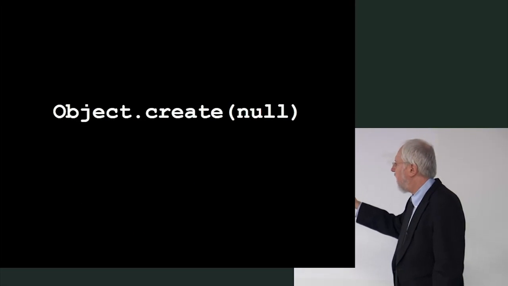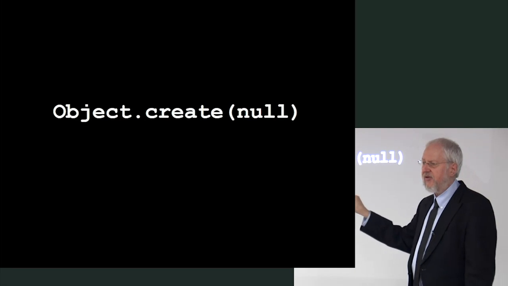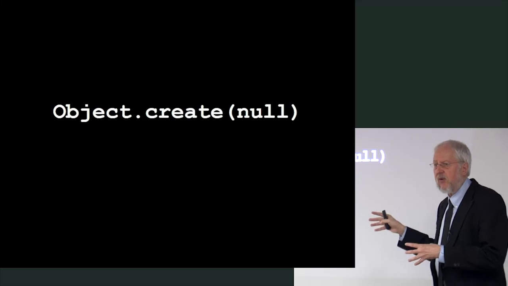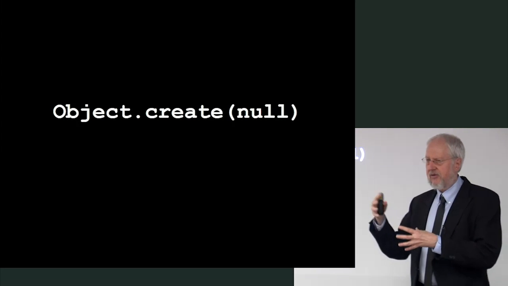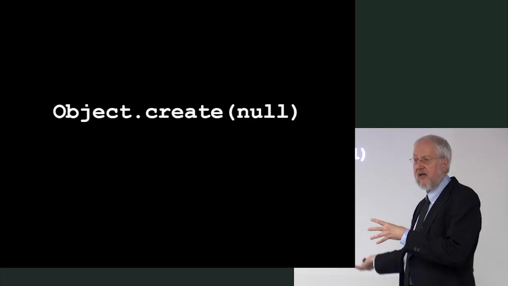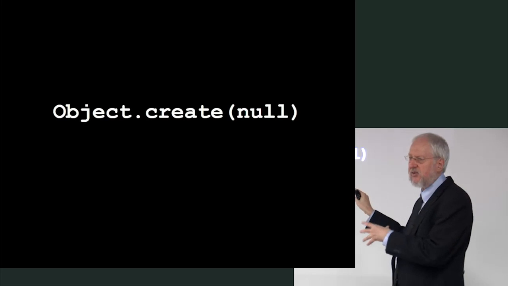There's also a form, Object.create(null), which will make an object that inherits nothing. So you get an object that does not inherit from Object.prototype. This is handy if you want to make something which is just a container of stuff, and you don't want to be confused by stuff that you might inherit from Object.prototype. So that this will act much more like a hash table.